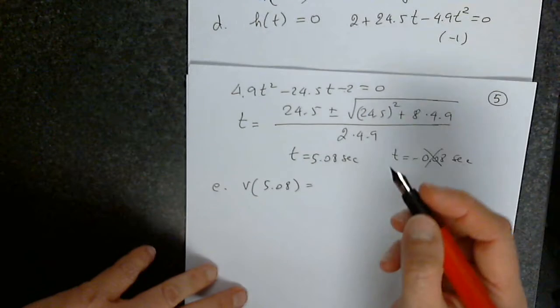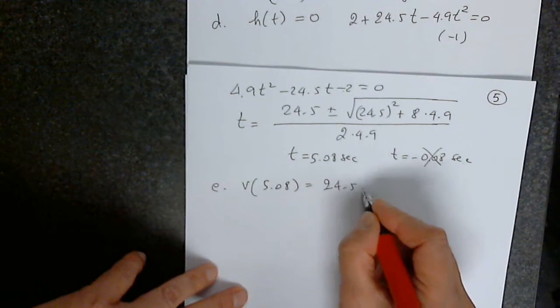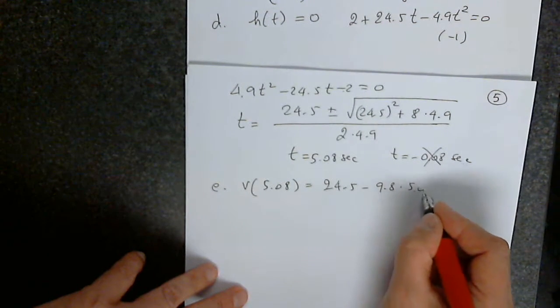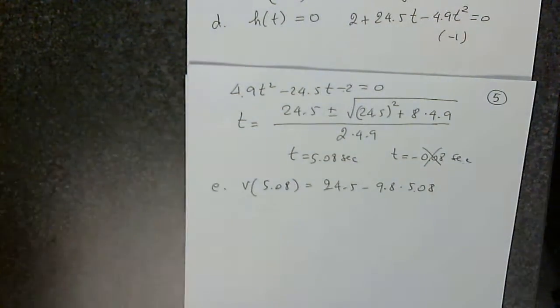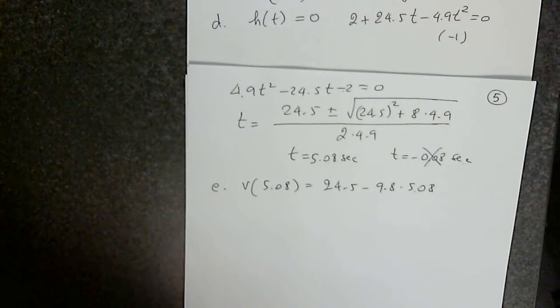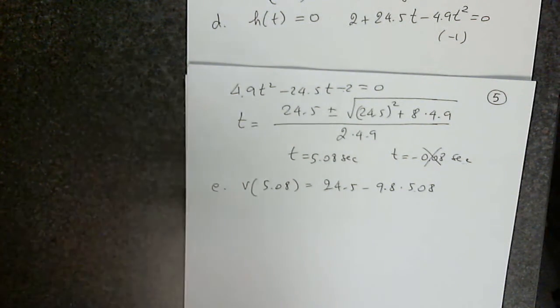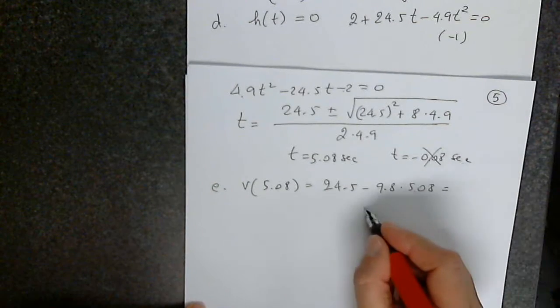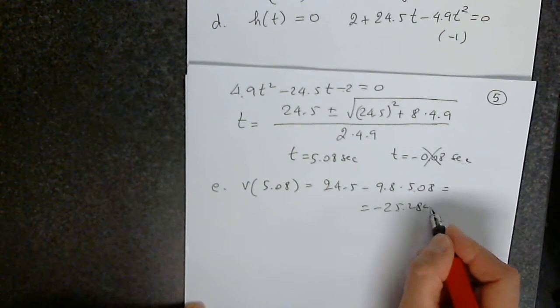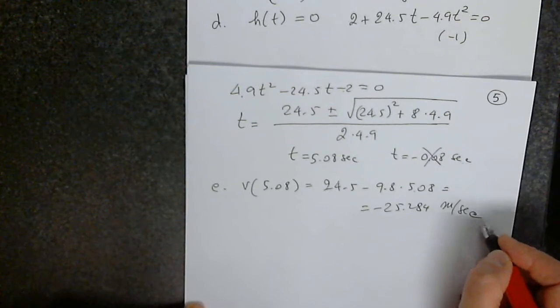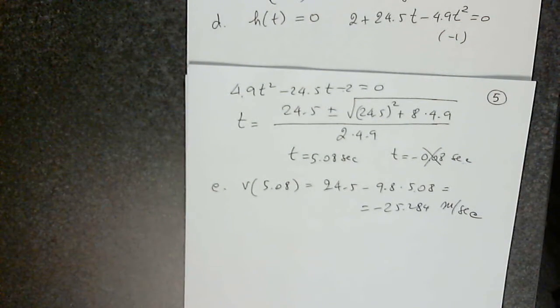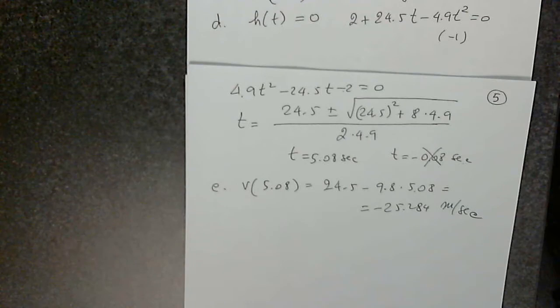And where is it? 24.5 minus 9.8 times 5.08. So 24.5, if you have it, don't torture me, give it to me, so I can write it. Minus 9.8 multiplied by 5.08. And I got negative 25.284 meters per second. Again, this is just direction.